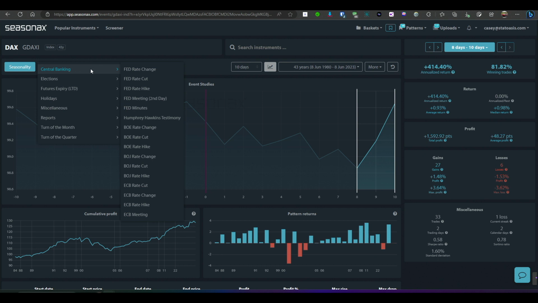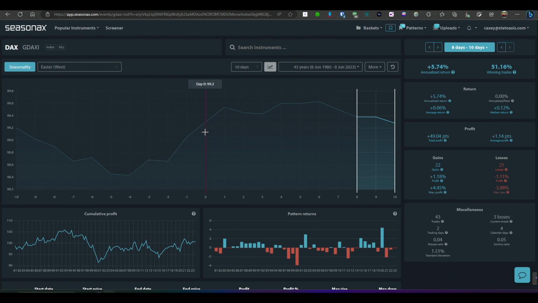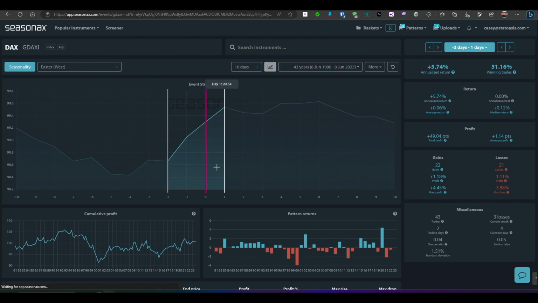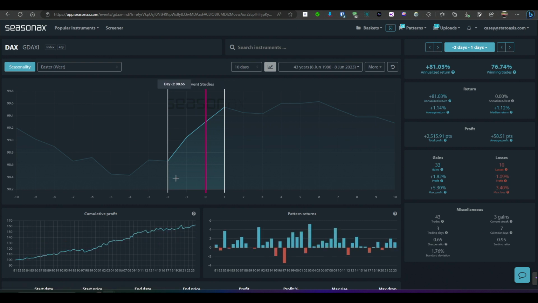Now, of course, we have much more patterns. We have the elections, we have future expiries, holidays, and I found one very interesting in Easter. So Easter and DAX, and look at this. So 2 days before Easter, 1 day after Easter. So you're holding 3 days, for the past 43 years. 76% win rate, 1.1 median return. It's impossible that this is a chance. So it's definitely something's there fundamentally. And that's why this pattern works.